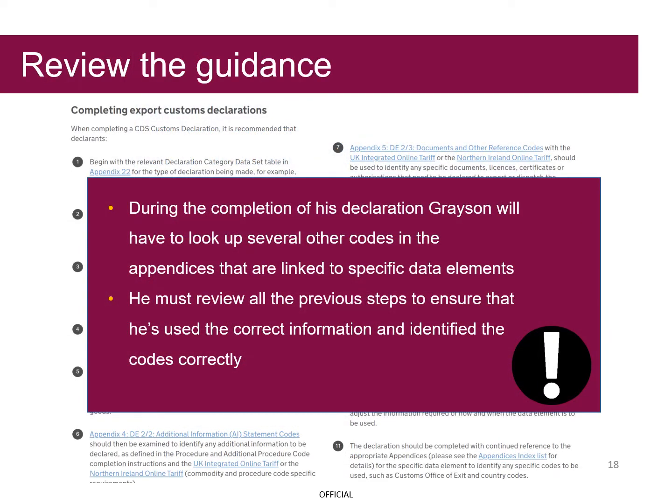During the completion of his declaration, Grayson will have to look up several other codes in the appendices that are specifically linked to specific data elements. Grayson's journey of completing his customs declaration for exports has begun. It's important that he reviews all the previous steps to ensure he has used the correct information and identified codes correctly. As a summary, we'll now take a quick look at the previous steps.